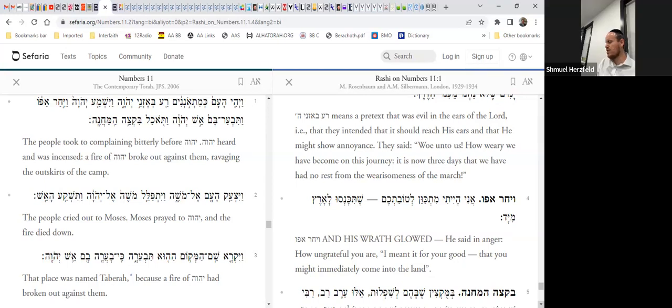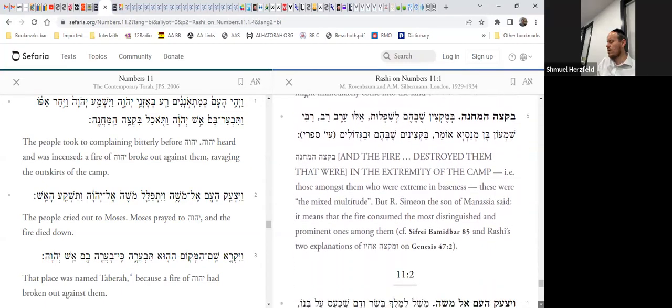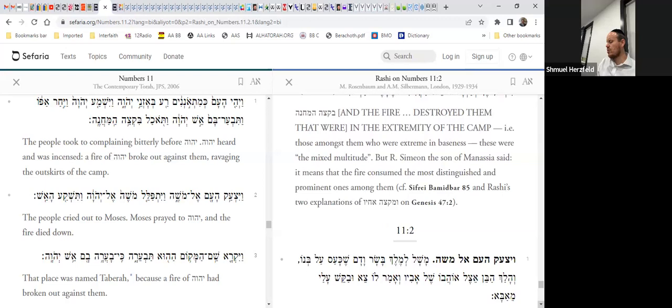Rashi says, so who were the ones who were struck down? Those who were muktzin shebahen, those shunted aside amongst them, because of their lowliness. Elu erev rav. This refers to the Erev Rav, this mixture. So what does it mean that God consumed the edge of the camp? According to the first explanation of Rashi, God consumed those who were the most wicked, those who were at the edge of the camp who were wicked.